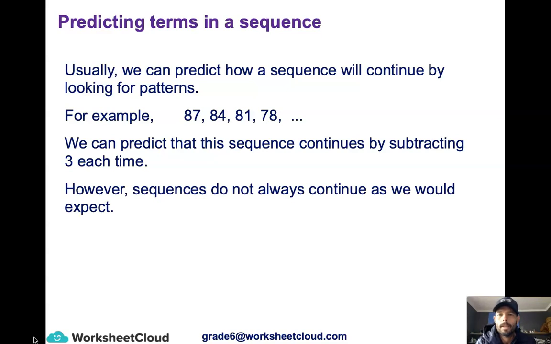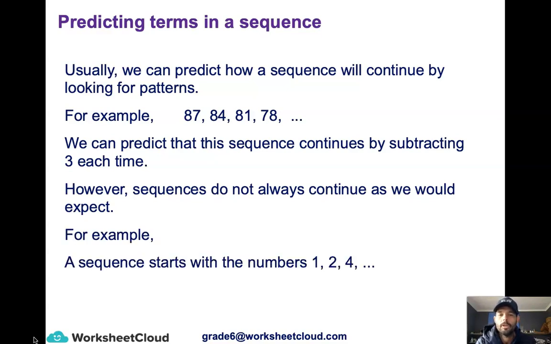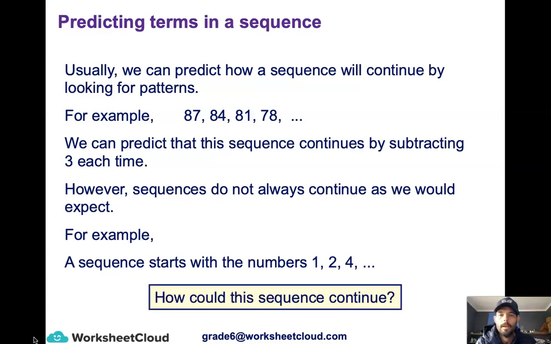So sometimes, however, sequences don't always continue as we would expect. And again, it's best to use an example. So here you've got the numbers 1, 2, and 4. So first increasing by 1, then increasing by 2. So it's non-linear. And my question to you is, how could this sequence continue? And you'd be quite correct in saying, well, if it first increases by 1, then increases by 2, then it must increase by 3, and then by 4, and then by 5. Okay? But you need to be able to recognize the patterns within the sequence to continue writing the numbers that follow.